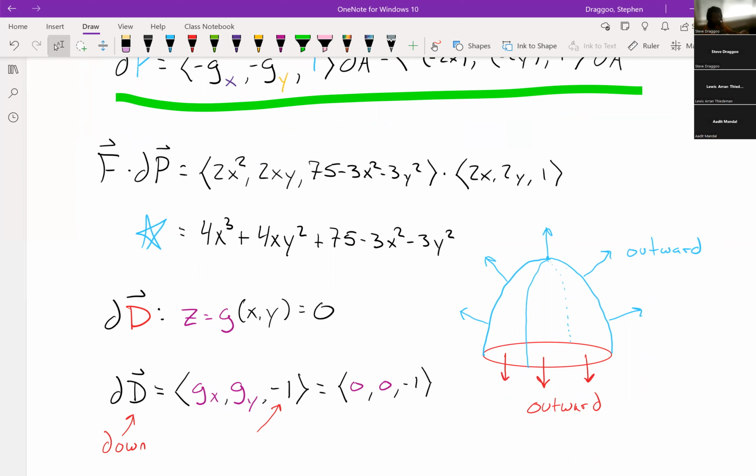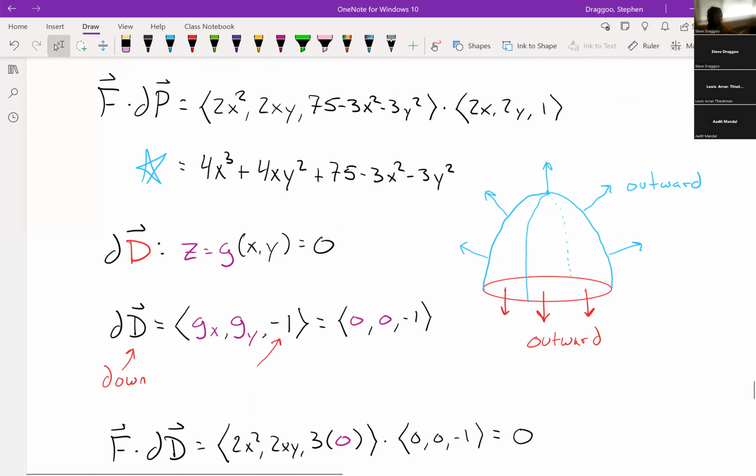You see over here on the diagram, I've got those blue outward vectors pointing up. But when I have to calculate the outward flux through the disk, the one at the bottom, that's the bottom face. So now my outward pointing normal vectors are down instead of up. So I want -1 in the z coordinate instead of +1. So positive g partial x, positive g partial y, -1. But that disk is in the plane z equals 0. So my function is z equals 0. My normal vector is just 0, 0, -1. Nice and easy.